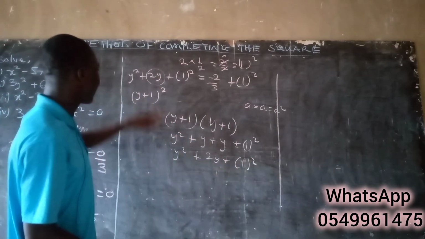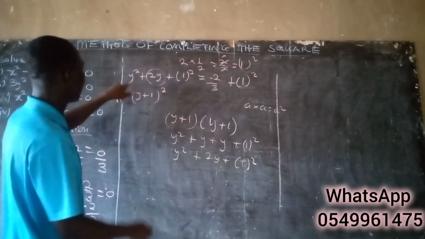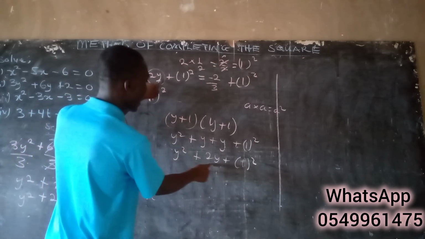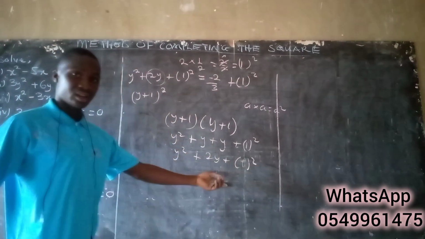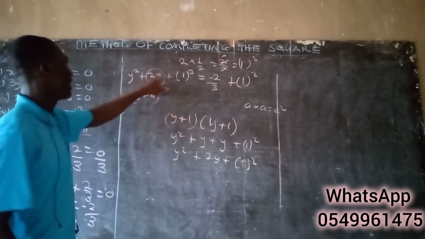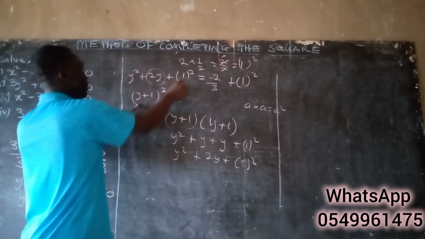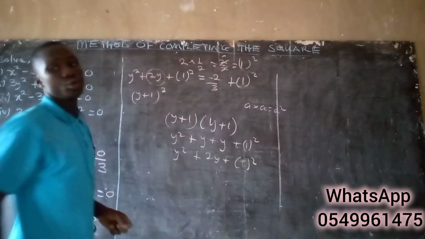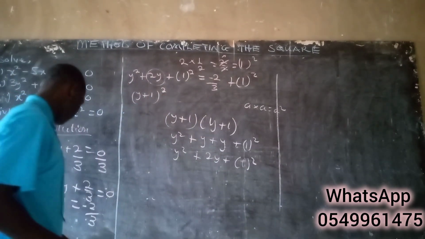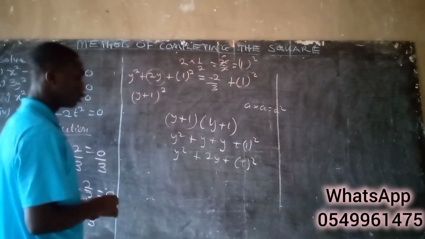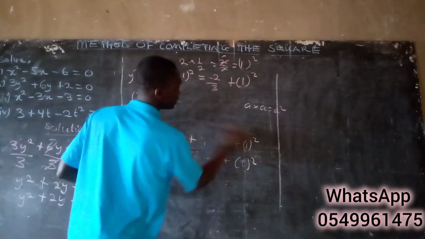You see, when you expand this bracket, you get this one again. You have y squared plus 2y plus 1 squared. The same thing here. So when you omit this and write this one and give them power 1, it's the same as this. You haven't changed anything. So let's continue.